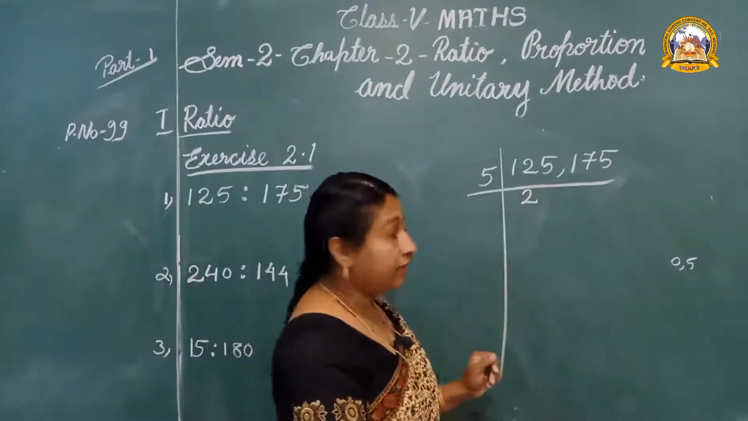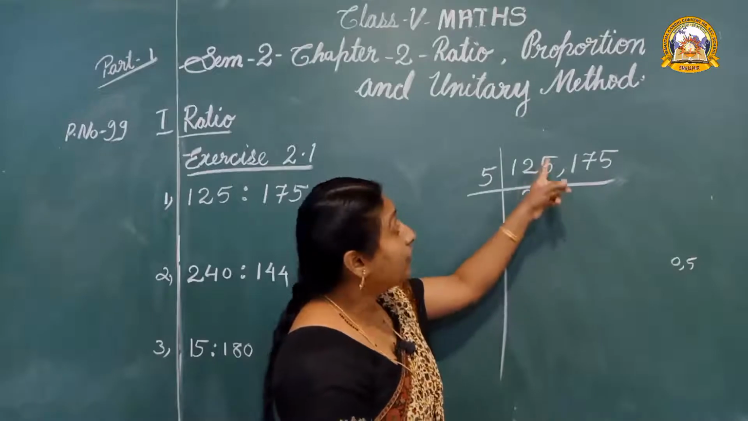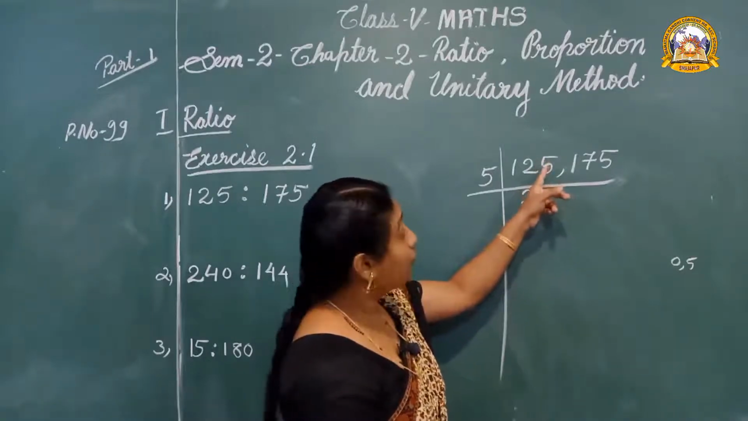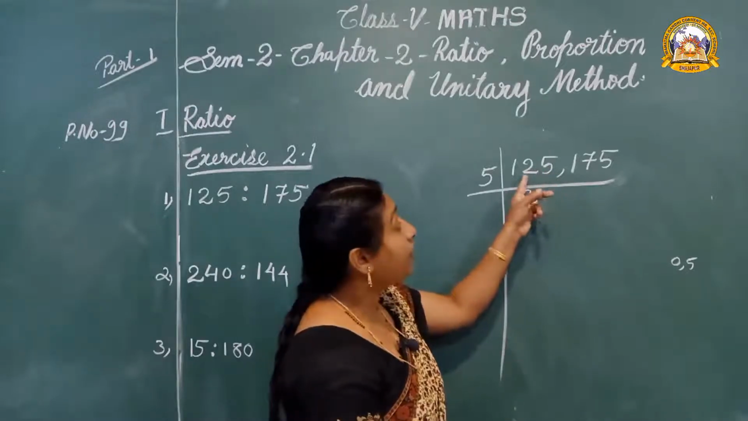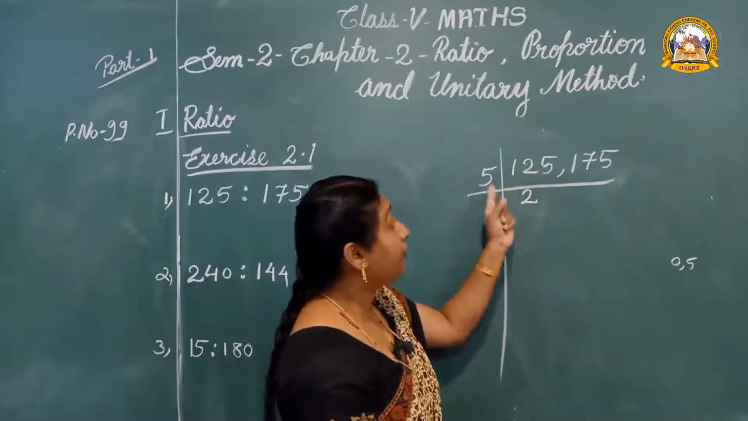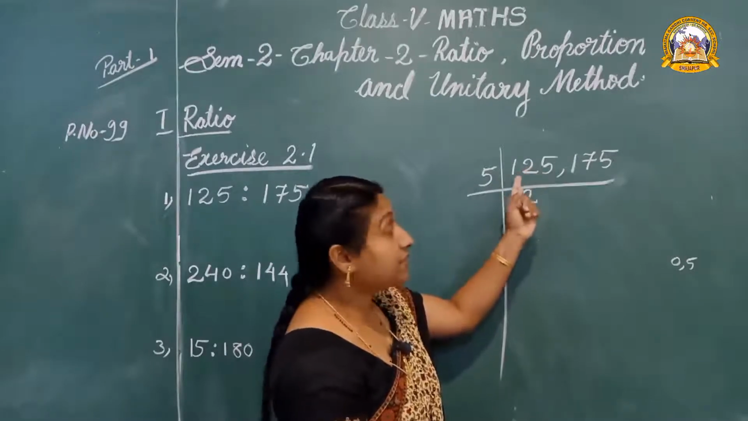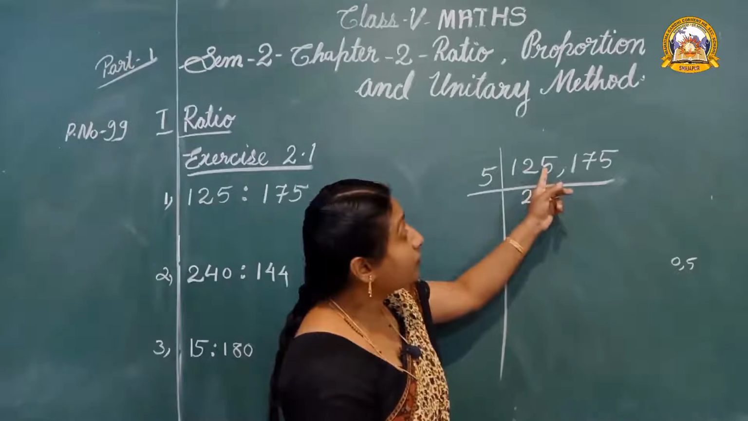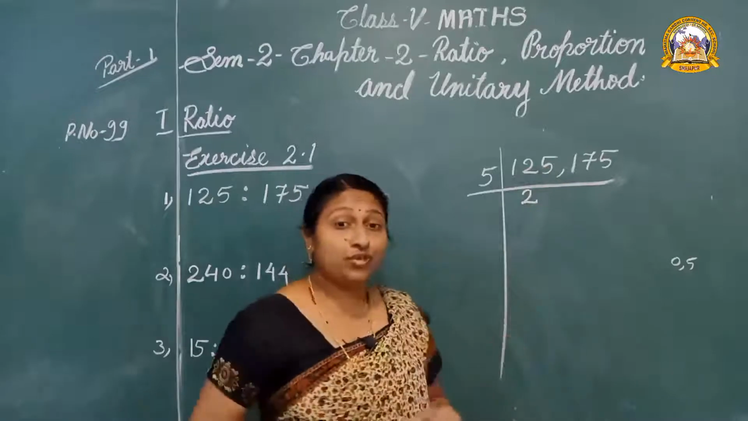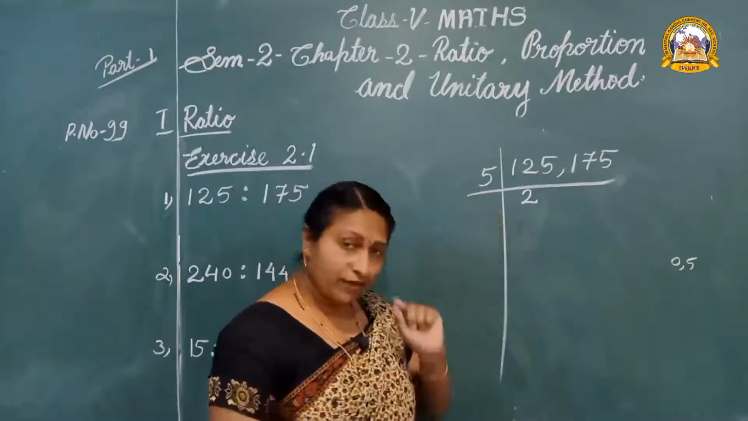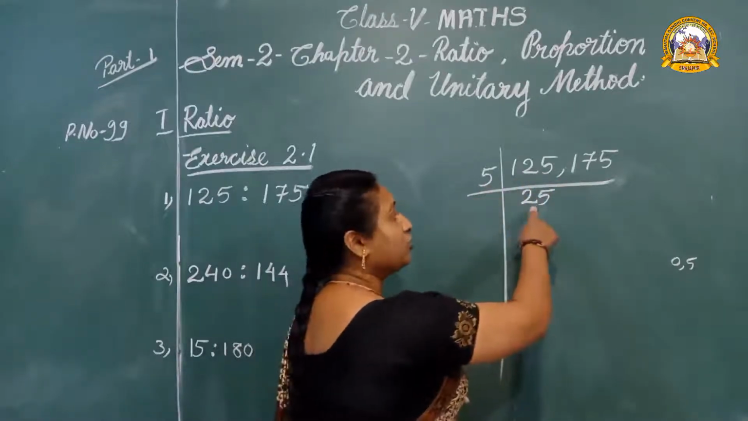5 2s are 10. What is the remainder? 12 minus 10. Yes, 2. Let us add the 2 behind the 5. So this 5 will become 25. Already we have taken the 10. 10 divided by 5 is 2. What is the remainder? 12 minus 10, 2. Let us put the 2 before 5. So it will become 25. Then in 25, how many 5s are there? 5 5s are 25. So 125 divided by 5 is 25.